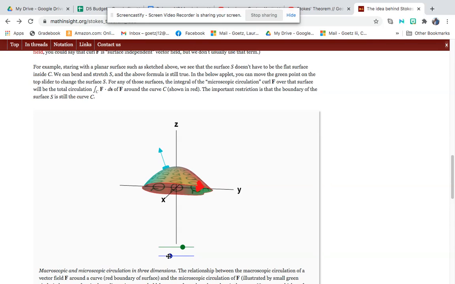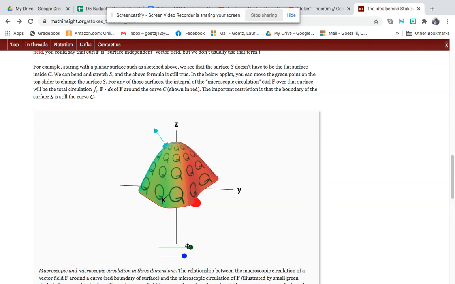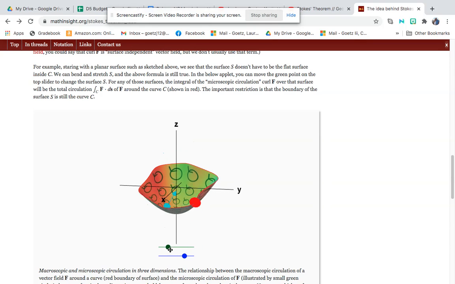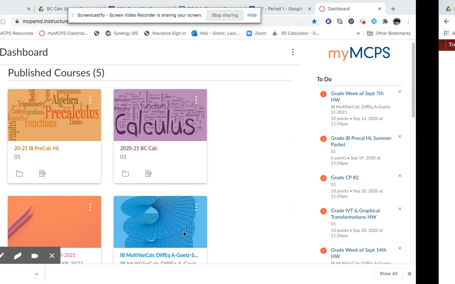If I change the brim, the boundary, that does change things. But again, once again, I can pull my surface way up. I can make it flat, push it way down. Doesn't matter. Kind of cool.